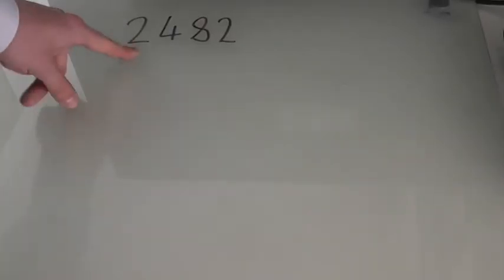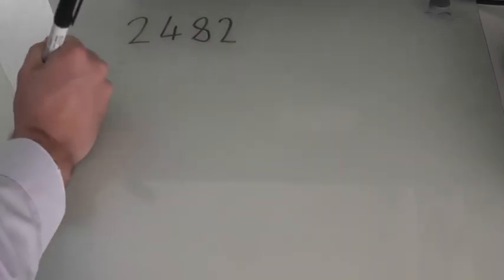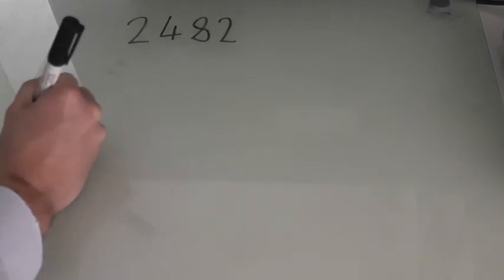So you've got a number 2,482. I want you to round that to the nearest 10, to the nearest 100, and to the nearest 1,000 for me. And then we'll go through the answer in the next one.